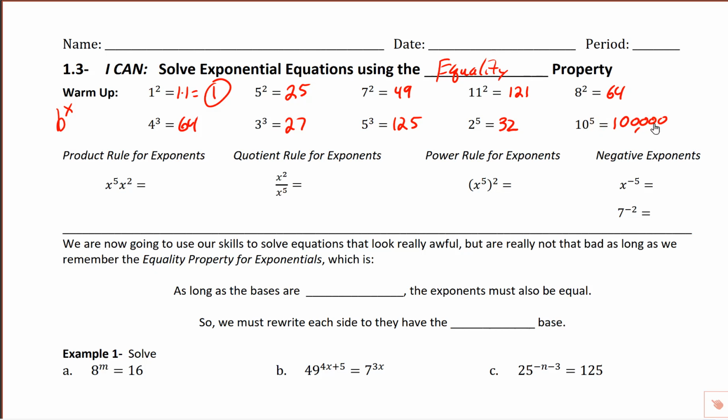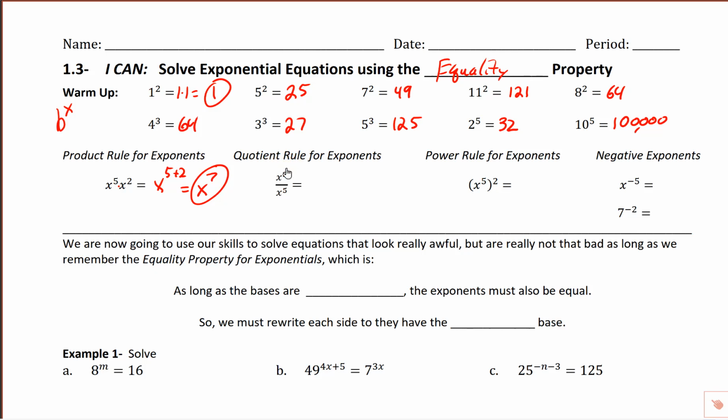And then just a quick review of some of the rules for exponents. This is the product rule for exponents. So if we're multiplying two exponential expressions and they have the same base, we add the exponents together. So this is going to be 5 plus 2 is the exponent. So that's going to be x to the 7th altogether.